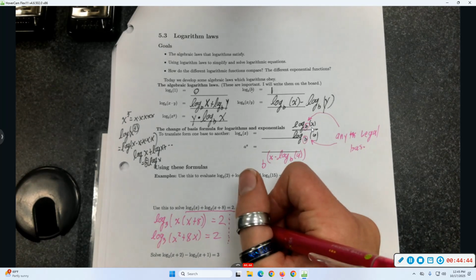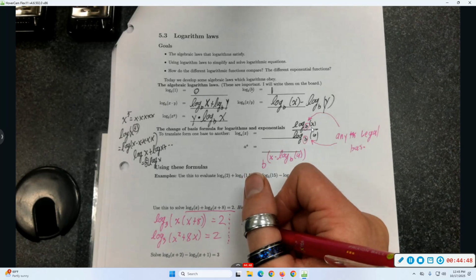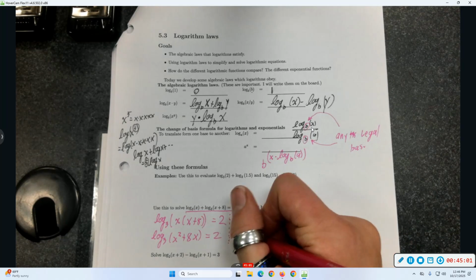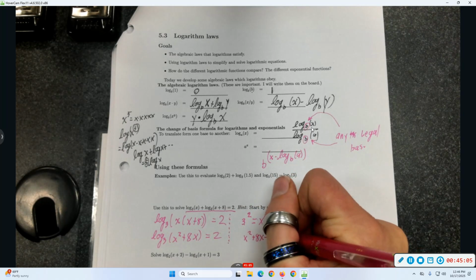3 squared is 9, not 8. If you think too quickly, you'll wind up swapping the 3 and the 2, and you'll put an 8 there instead of a 3. I didn't this time, but I'm sure I will at some point. x squared plus 8x minus 9 equals 0.